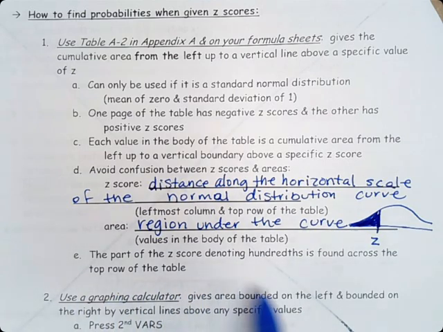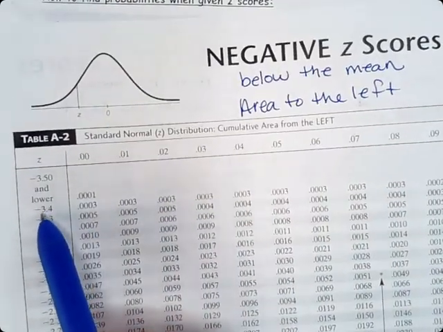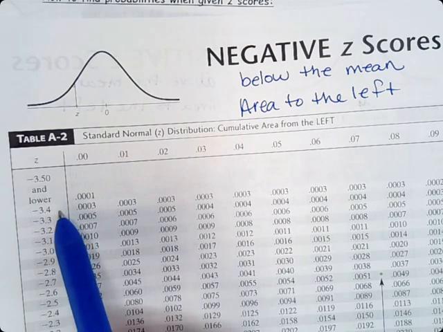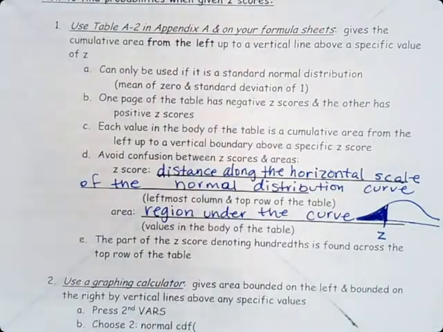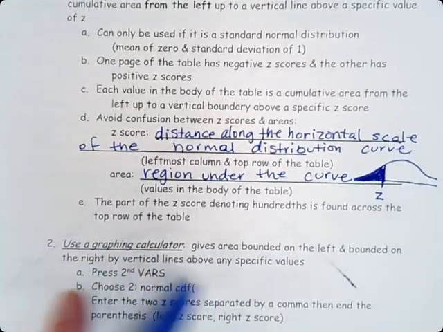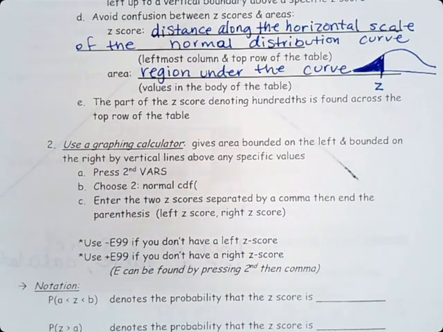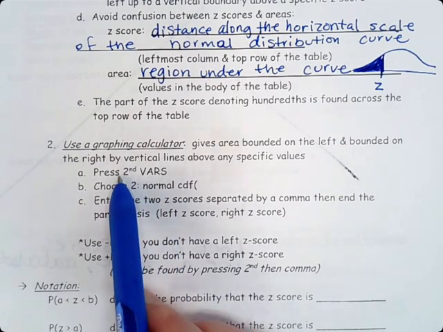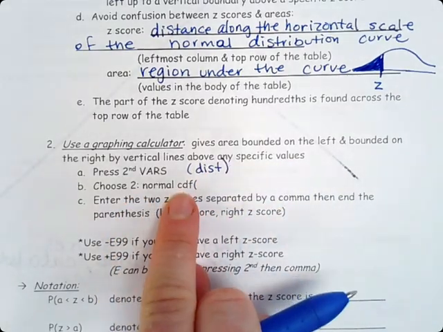Okay, the part of the z-score denoting hundredths is found across the top row of the table. So this is your negative 3.41, it would be right here. Okay, we'll be able to use our calculator. Given areas bounded on the left and bounded on the right by vertical lines above a specific value, we can use the second VARS, which is distribution again. And we're going to use the normal CDF.